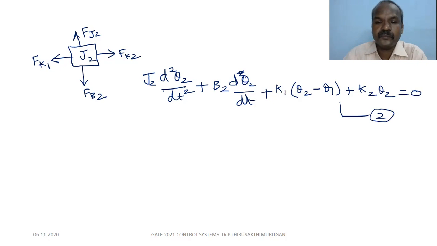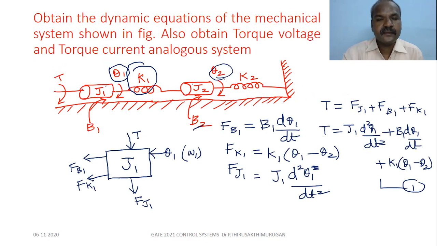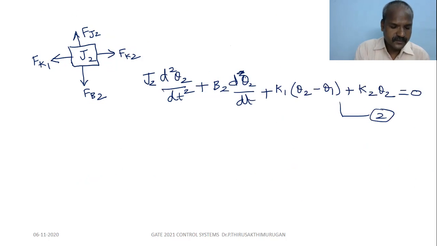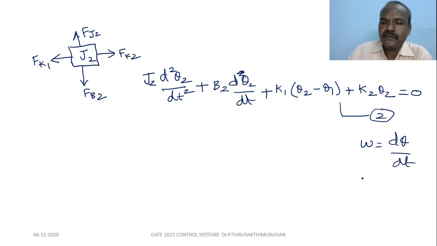So these are the two relations related to the two nodes. See here, anything else? Okay, good. So for these two nodes, we can also write this relation in terms of omega. You know that omega equal to d theta by dt. Then theta equal to integral of omega dt.